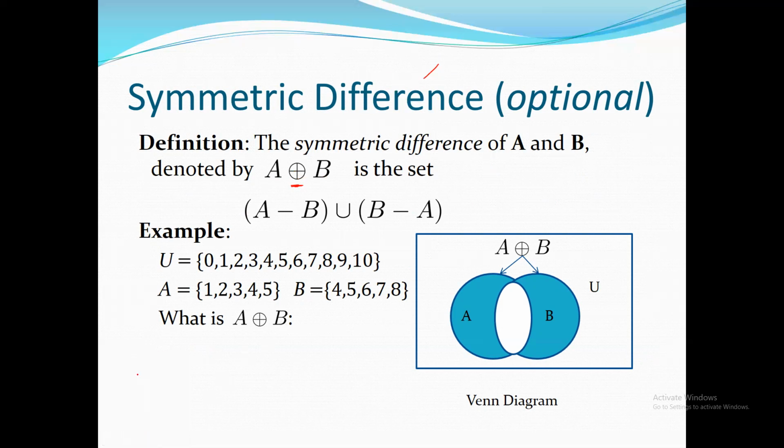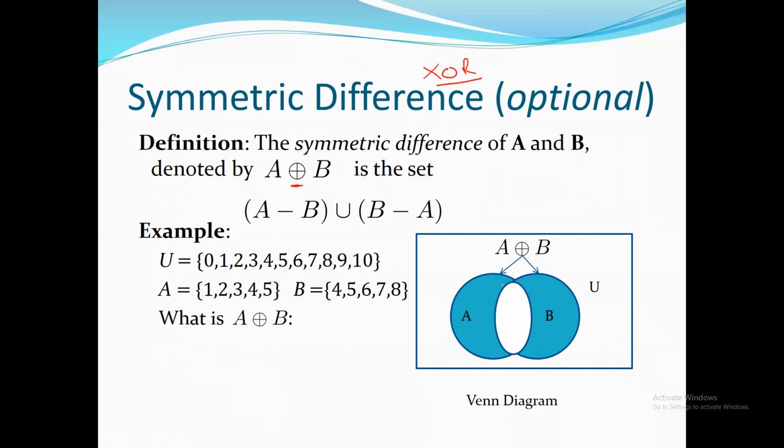Okay, so this is called the XOR operation, right? The XOR operation is very much used in Boolean logic and in computer science, building the computing chips. So what is this? This is A minus B union B minus A. So what does this mean? This is A, this is B. If you take A minus B, that is this set only, this portion, right?